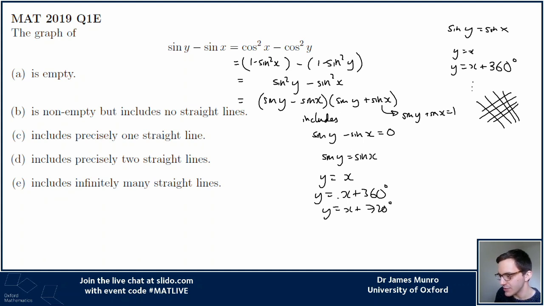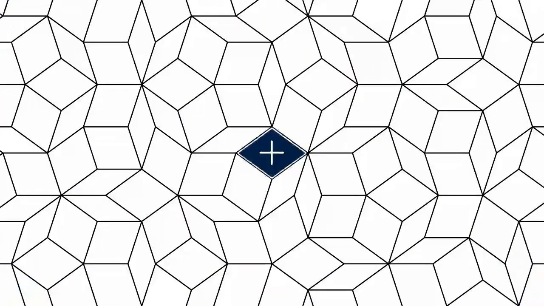When y equals x, or y equals x plus 360 degrees, or y equals x plus 720 degrees, that's lots of solutions. These are each straight lines. I've already found three of them, and in fact I can see this pattern continues. There's going to be infinitely many of these straight lines. A bit like previous math questions, or thinking about sine y equals sine x as a graph, has infinitely many straight lines in it. Okay, the answer to question 1E is E.